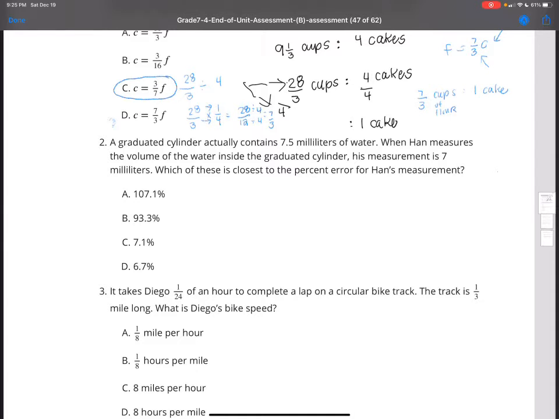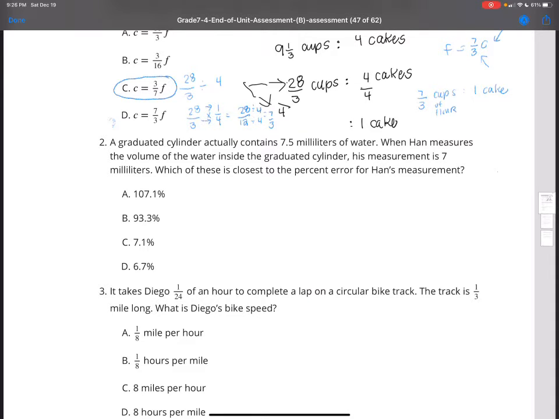Okay, guys, let's look at question 2. It says a graduated cylinder actually contains 7.5 milliliters of water. When Han measures the volume of water inside the graduated cylinder, he measures 7 milliliters. Which of these is the closest to the percent error for Han's measurement?